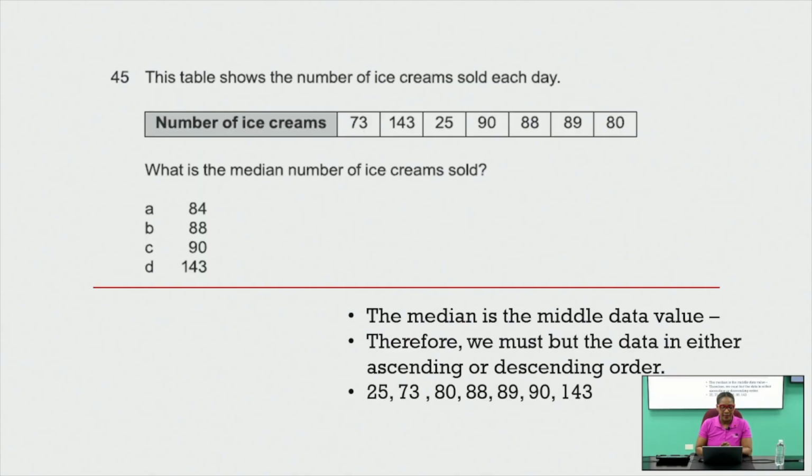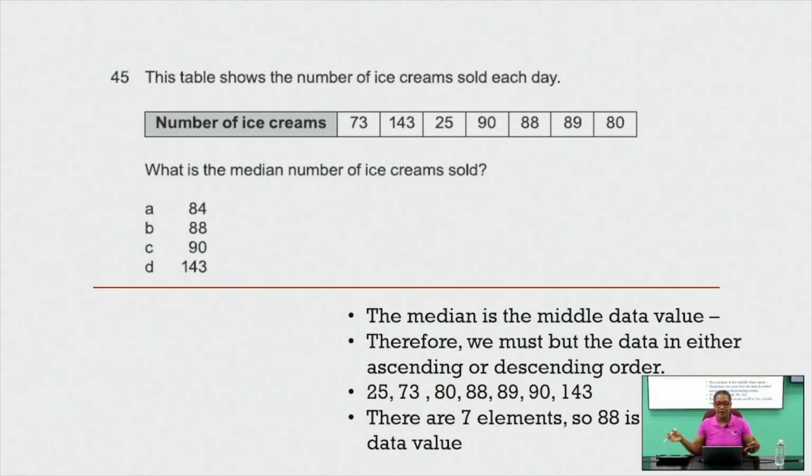So what's the lowest data set? 25, then 73, 80, 88, 89, 90, and 143 is the most ice cream that was sold. Which number appears in the middle? There are 7 elements, so 88 is smack in the middle of the data, 3 on the left and 3 on the right. So the median here is 88, which is option B.